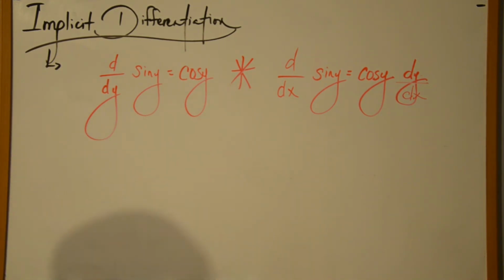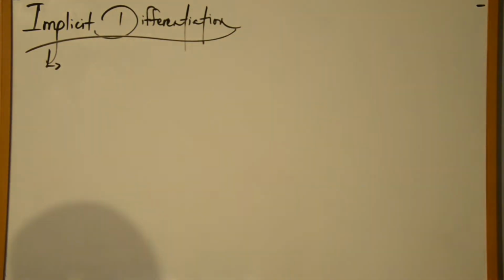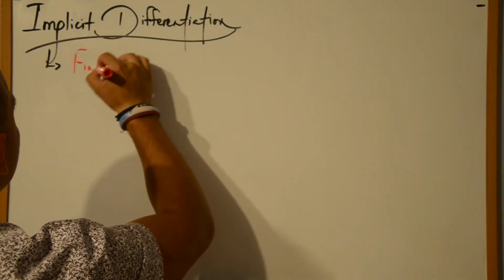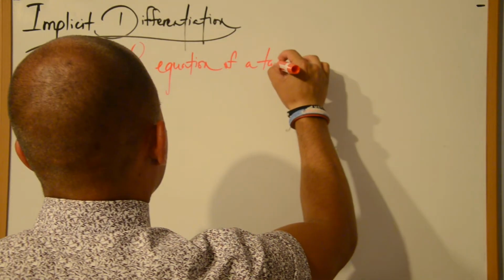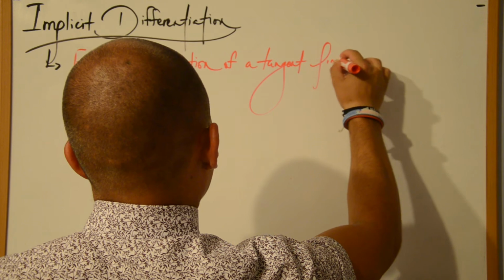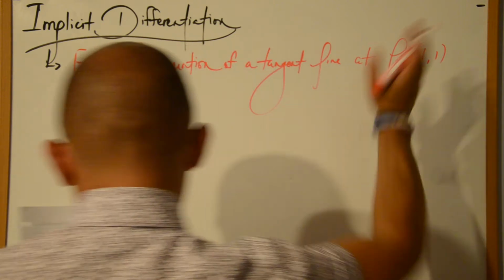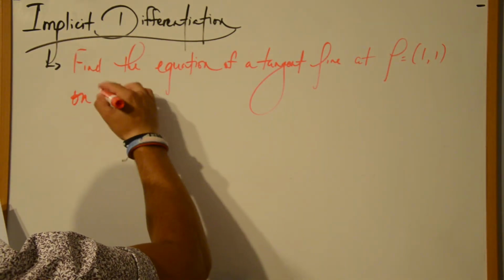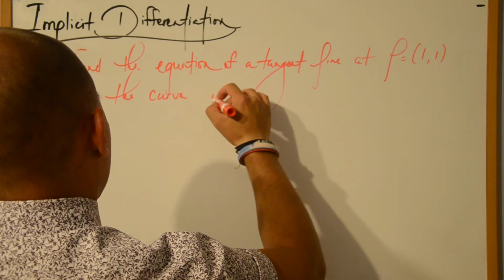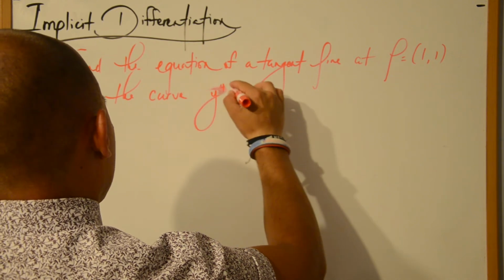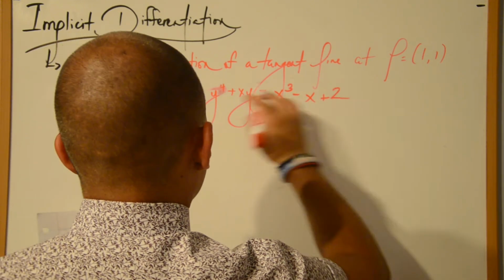And last but not least, since this is the final video in our derivative saga, we might as well wrap it all up. Find the equation of a tangent line. Gotta love it. At p equals 1, 1. That's awesome, we've got a point on the curve. Y to the fourth plus xy equals x cubed minus x plus 2.